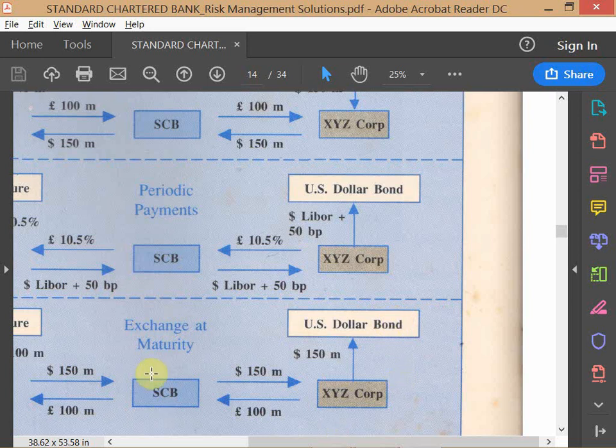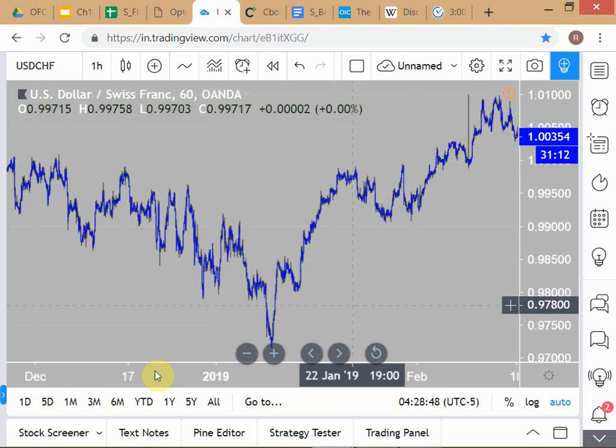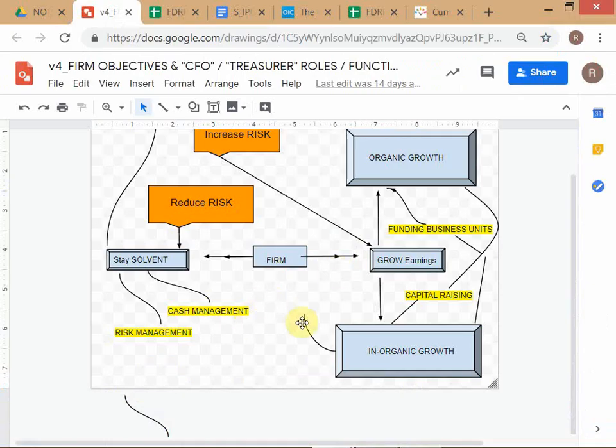You understand this? Okay, so the last part now. You can see how your program has trained you for some of these roles. Capital raising, risk management, you have some idea about these things. Cash management, we didn't really focus on much. But then funding business units. You remember you studied capital budgeting in your FM1, FM2? All this project appraisal, NPV, IRR, project analysis.